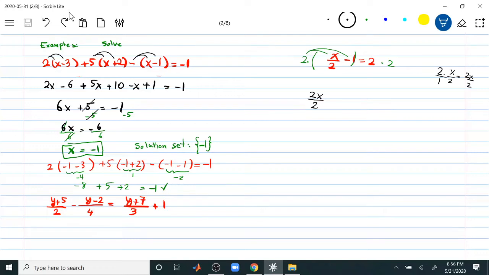So 2 times x half is 2x divided by 2, and 2 times -1 is minus 2.